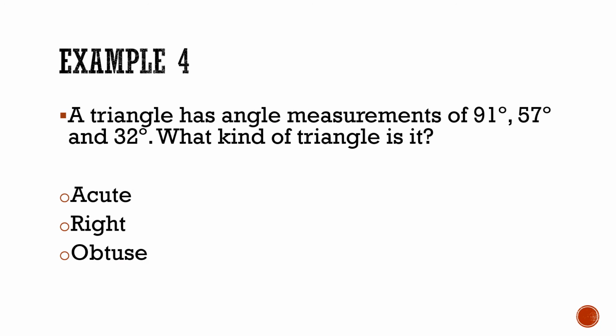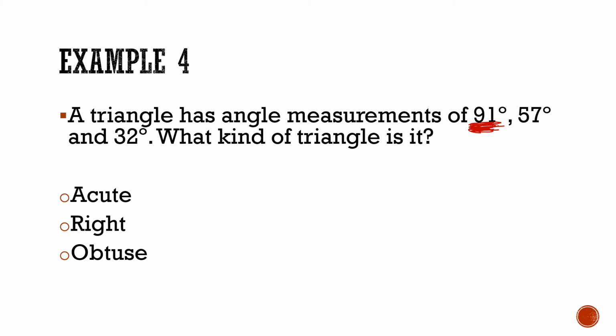91, 57, and 32. What kind of triangle is this? Okay, so acute would mean all three angles are acute, or all three angles are less than 90 degrees. We have this one here that's 91 degrees, so it cannot be acute. A right triangle says that we would have one 90-degree angle. We do not have a 90-degree angle. And an obtuse triangle says we would have one angle that is obtuse, or in other words, greater than 90 degrees. So this 91 degrees here, that's greater than 90, so that is the one obtuse angle.